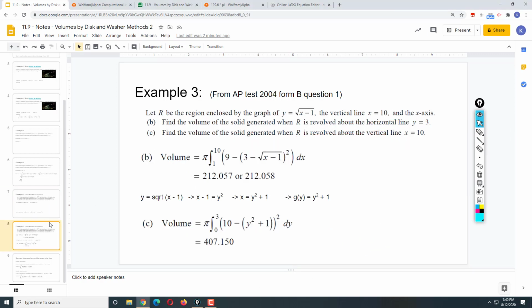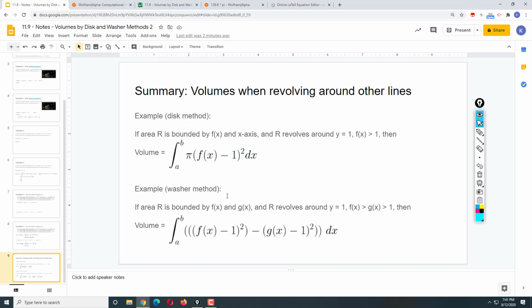Again, I have typed up the notes more clearly for you here. You can always go back. So the biggest challenge really is, if we're revolving around, say, y equals 1, then we'll be doing f of x minus 1 or 1 minus f of x, depending on which one is larger. We're still going to be doing either disk or washer. We have to be very careful about thinking about which one applies. If y is 1, then we do f of x minus 1 or 1 minus f of x. If x is 3, then we do g of y minus 3 or 3 minus g of y, and so forth.